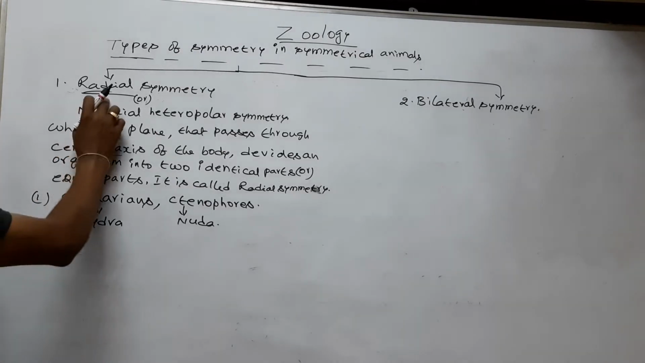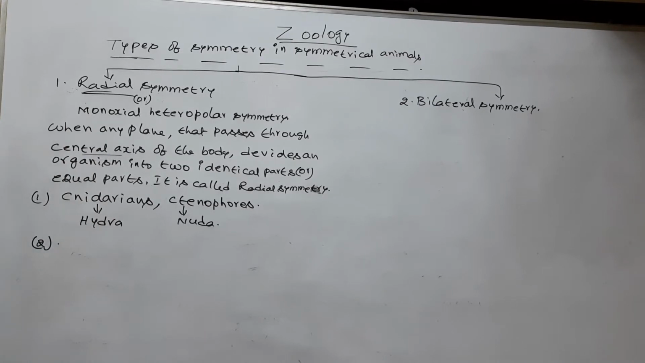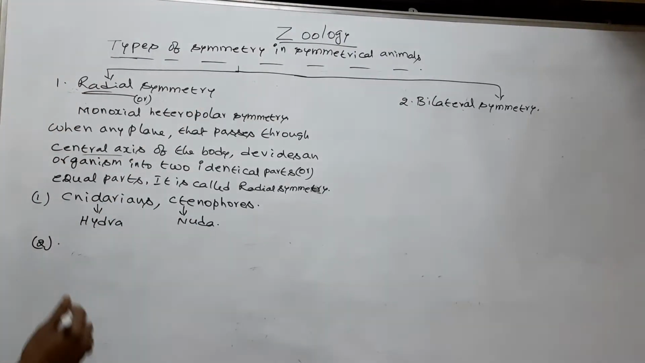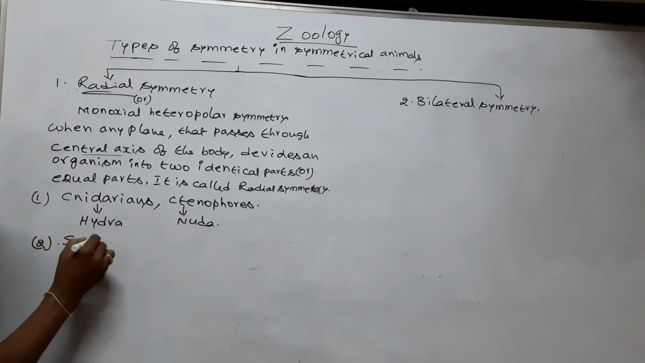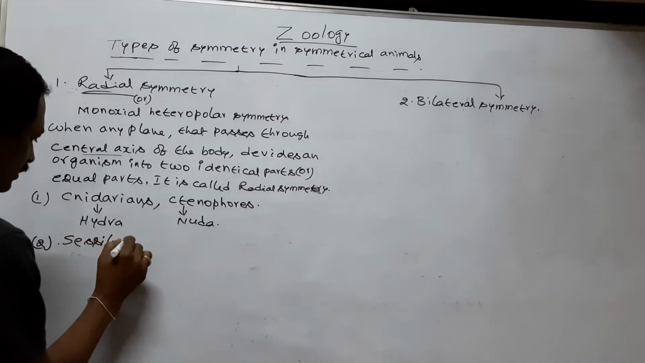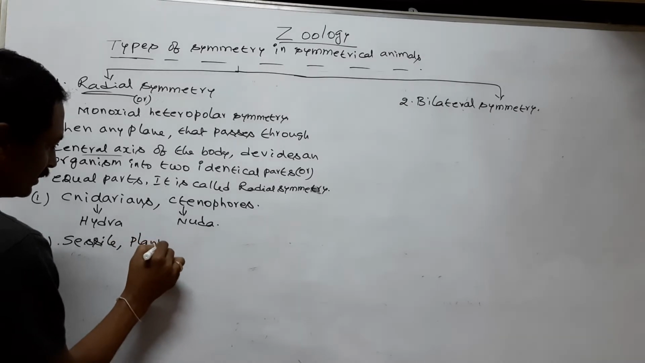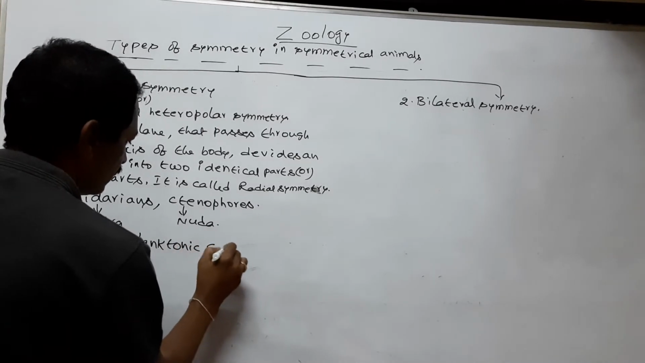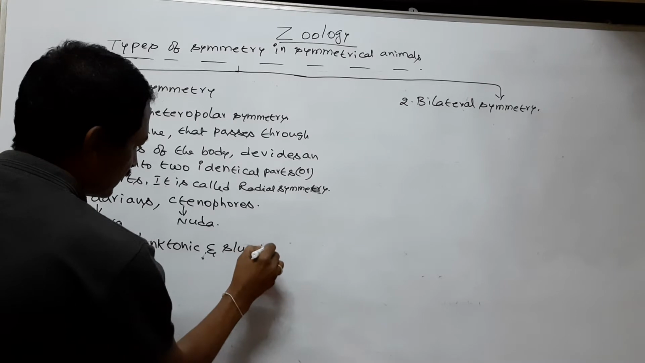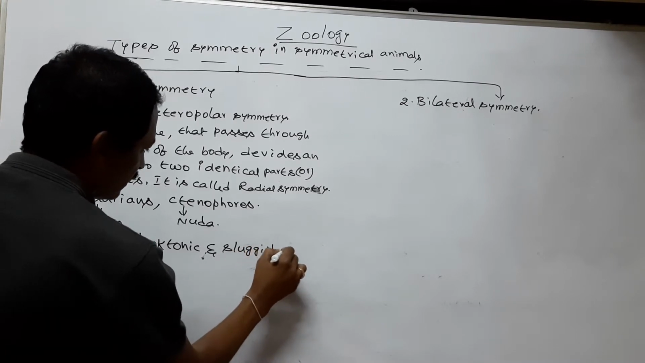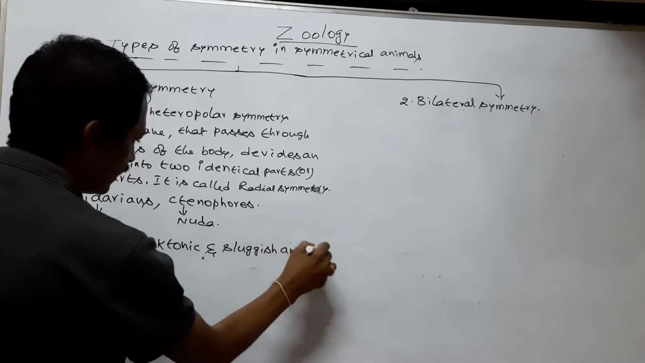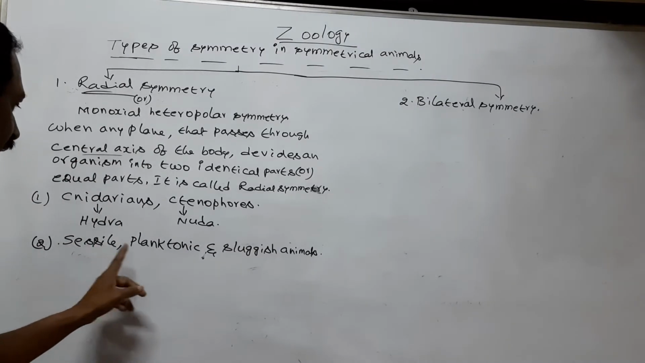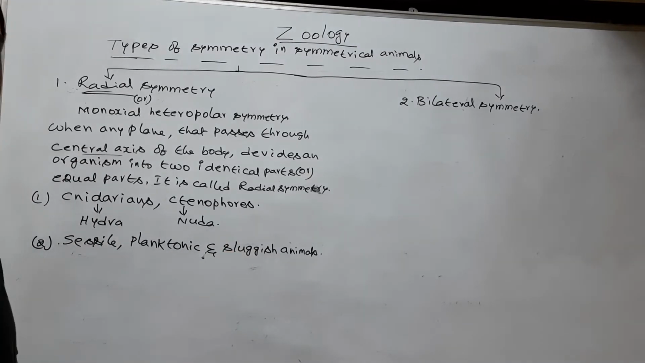The animals which exhibit radial symmetry are sessile, planktonic and sluggish animals.